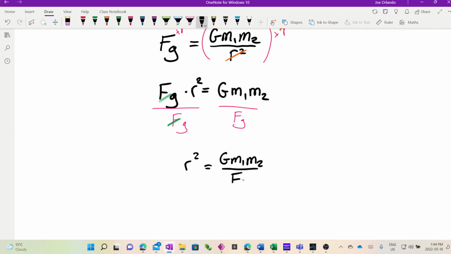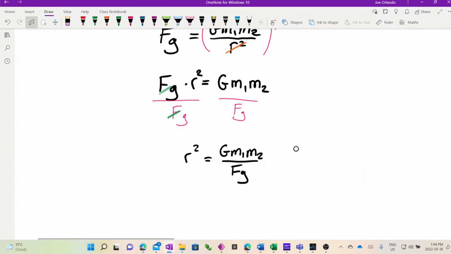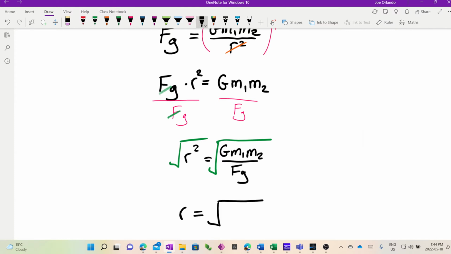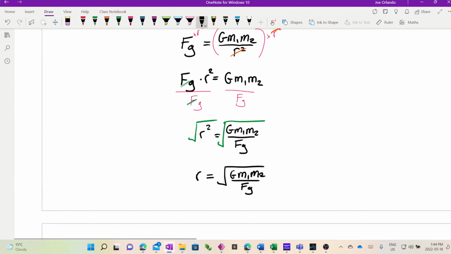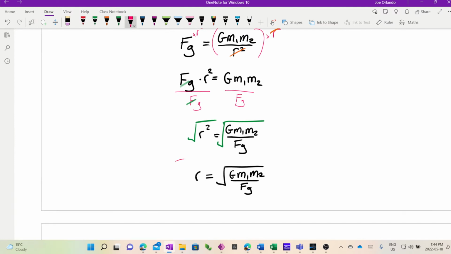And then if we want to solve for r, we just take the square root. Very good, because the opposite of squaring something is taking the square root. We're going to do 2 weeks of math in 10 minutes. In grade 10, we do a 2-week build up to this.